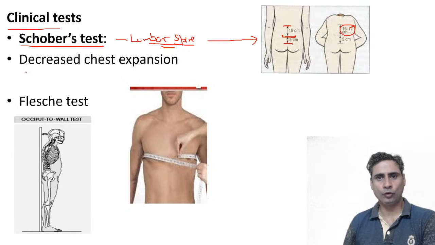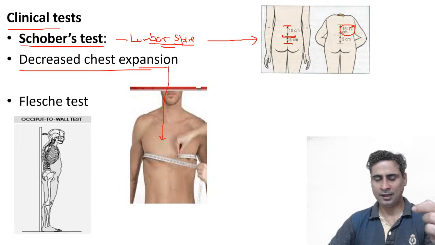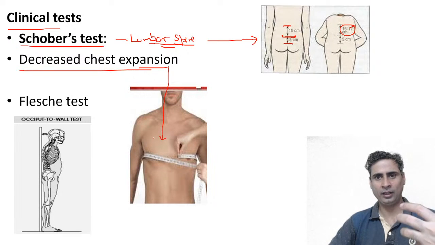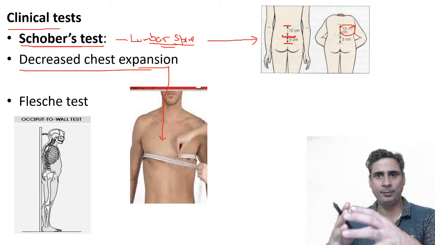Due to involvement of the costovertebral joint, there will be decreased chest expansion, which you measure at the level of the nipple. With a measuring tape, you measure at the end of full expiration and at the end of full inspiration. This difference should normally be more than 5 centimeter. But in ankylosing spondylitis, if there is involvement of the costovertebral joint, this chest expansion is reduced.